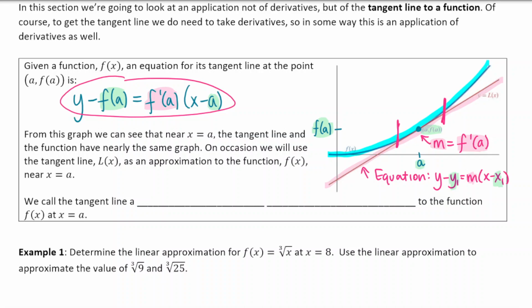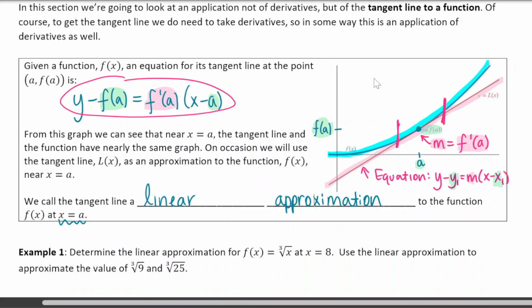So we call this tangent line a linear approximation to the function. It's called linear because it's obviously a straight line, specifically at x equals a. So you really only want to use this approximation for values close to a. At the ends of the graph here, there's quite a difference between the pink line and the blue line, so you wouldn't want to use it for values very far away from x equals a.